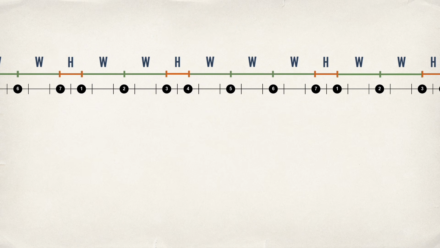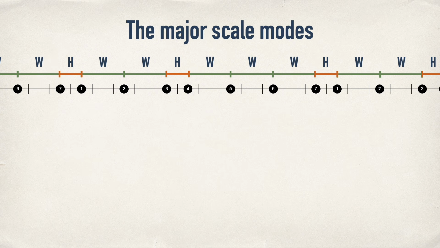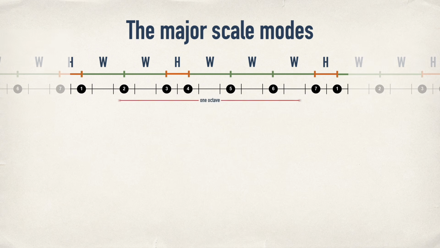A major scale mode is any 7-note subsequence of this pattern, and there are 7 possible subsequences and hence 7 modes. Each one has its own unique sequence of intervals, and each one fills exactly 1 octave. They all have Greek names for historical reasons.